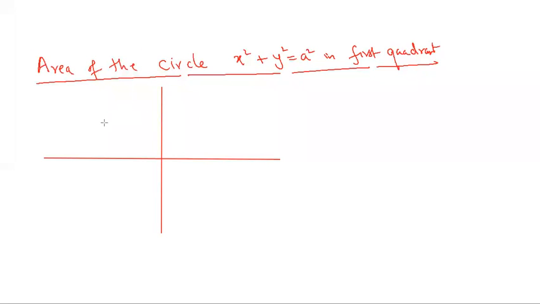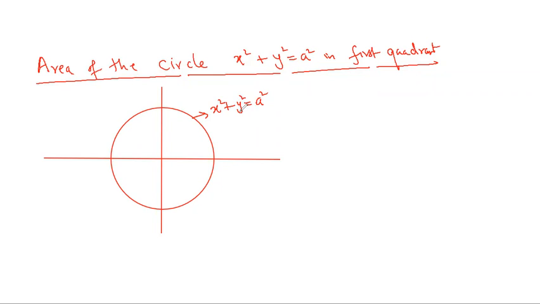You agree with this? Yes, sir. Yeah, we have memorized the formula and kept it for quite some time. But the proof is going to happen today. This is a circle whose equation is x square plus y square equal to a square.